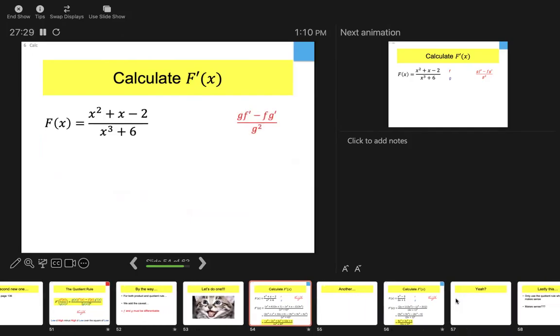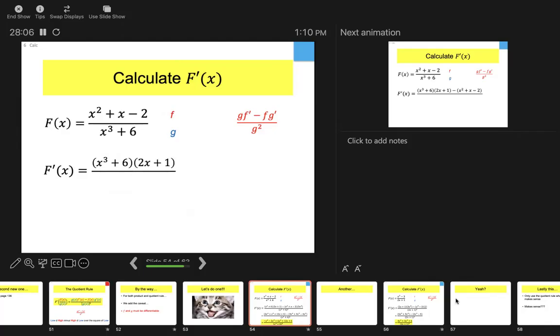There is my formula. So what do I write? Well, we have to decide which is F and which is G. Top is F, the bottom is G. Now we just do our recipe right there. G times F. Well, what is G? Bottom, which is x cubed plus 6, in parentheses, times 2x plus 1, in parentheses.